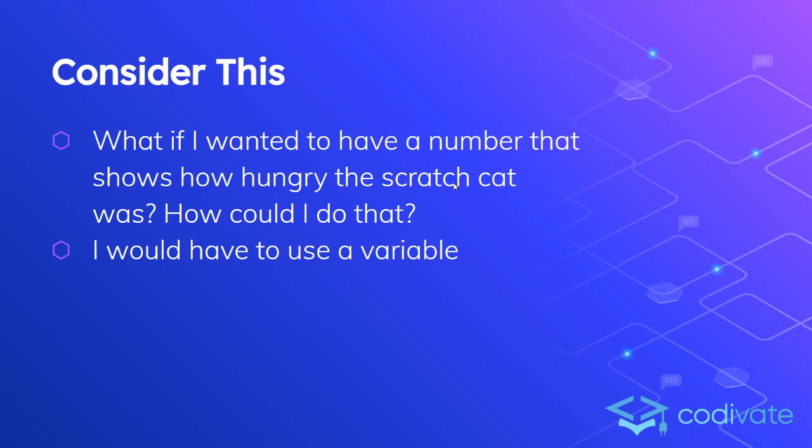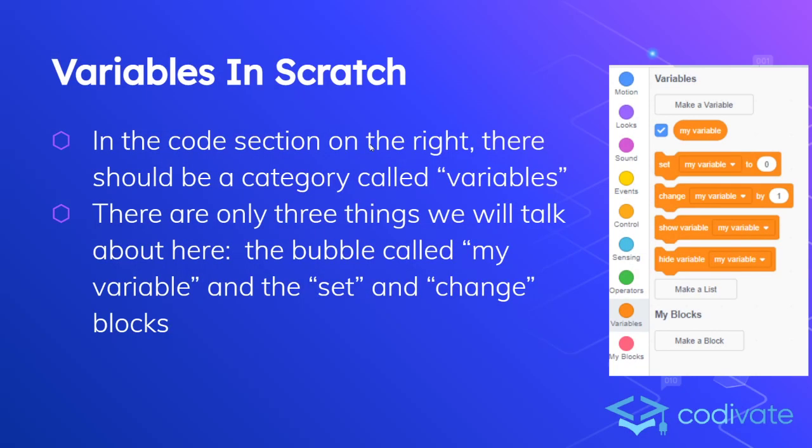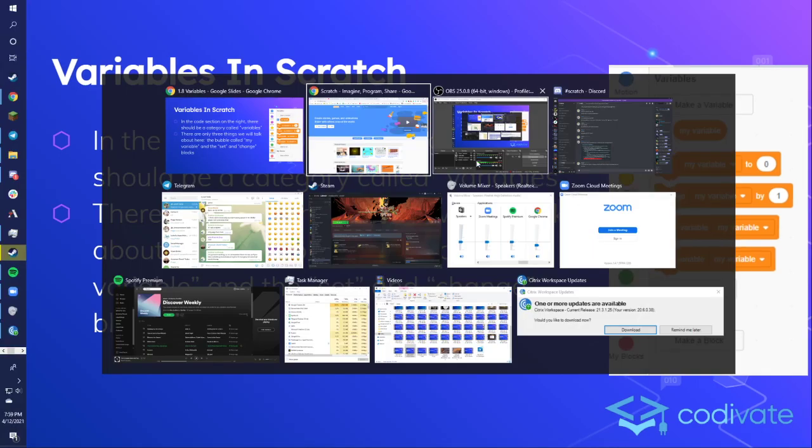Alright, consider this. With variables, we are able to do things like this. We can have some number that shows how hungry the Scratch cat is. Let's say high numbers are hungry, low numbers are full. You can just use a variable to keep track of that. So, now I'm going to show you how to actually make these variables in Scratch. I'm just going to pull it up real quick.